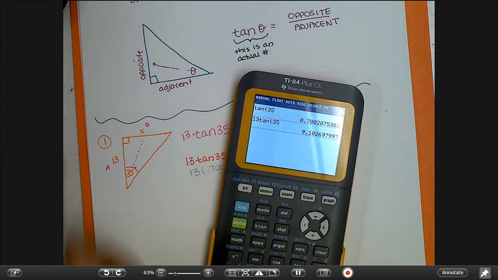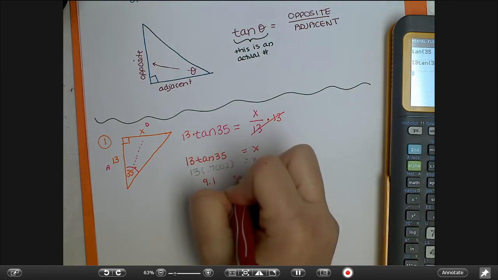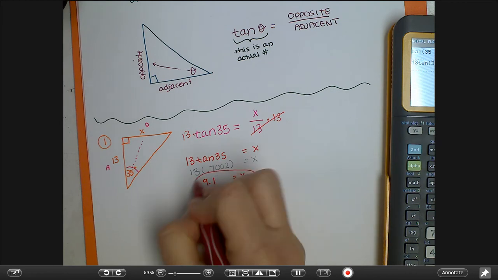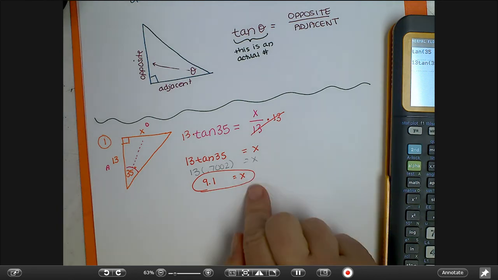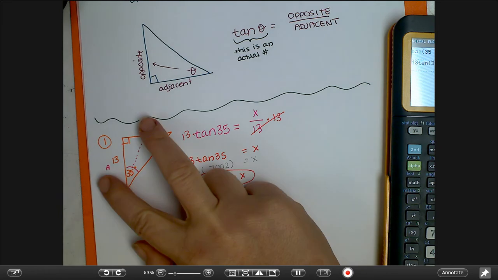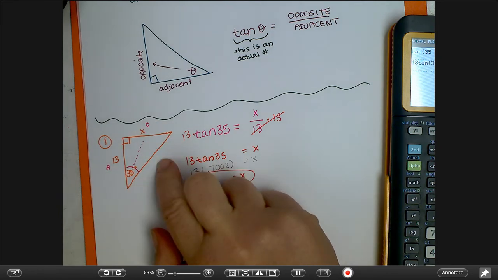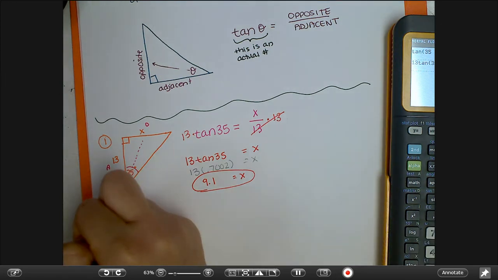Press enter and it tells us that x is 9.10. So the length of this side is 9.1. Now, obviously, we could use the Pythagorean theorem at this point if we wanted to find the hypotenuse, because now we know two sides and we're looking for the third. But when we're relating sides and angles, we're using trig. All right, let's do another one.